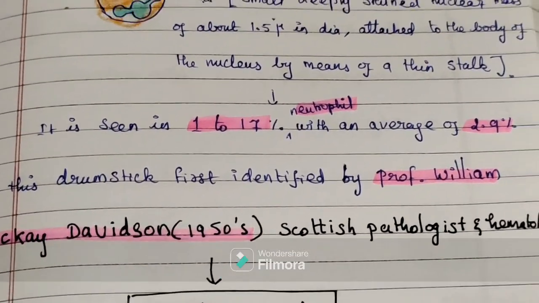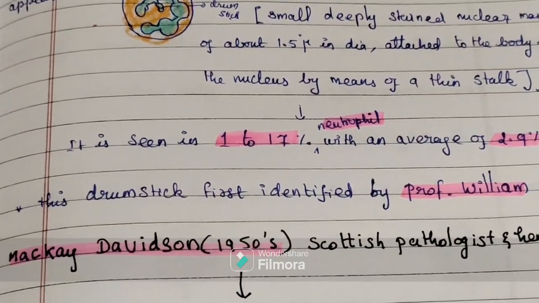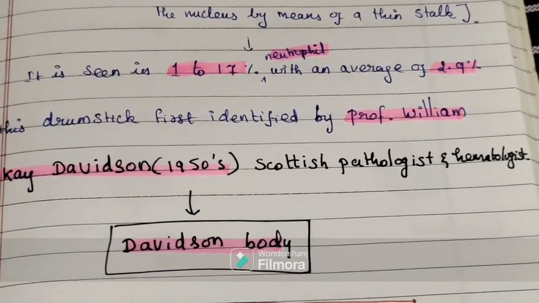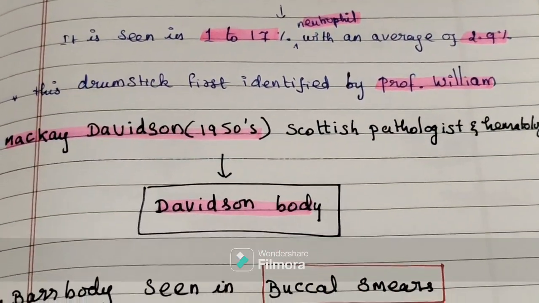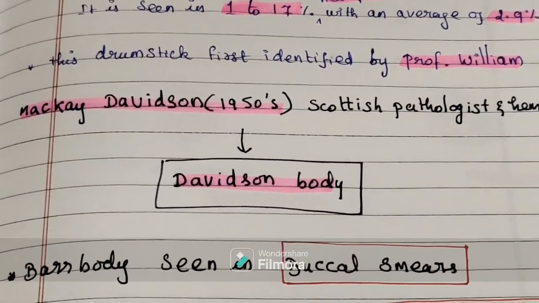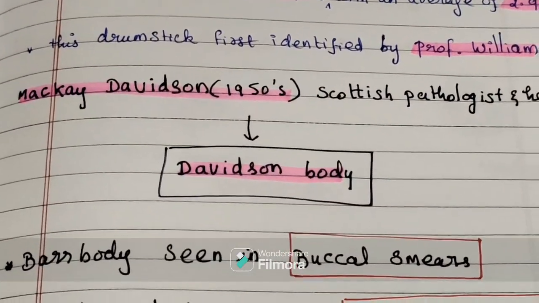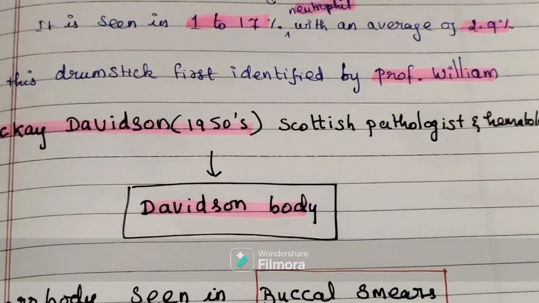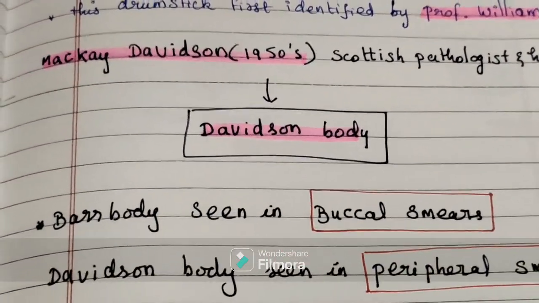The drumstick was first identified by Professor William MacKay Davidson in the year 1950. He was a Scottish pathologist and histologist. So it is also called Davidson body. Drumstick appearance is also called Davidson body. That is the reason why this one is also referred to as Davidson body.